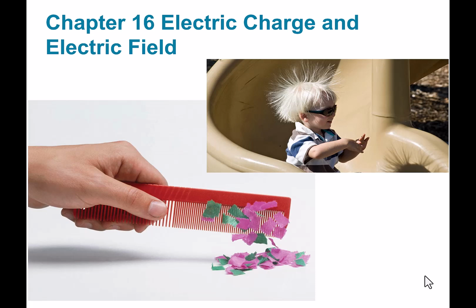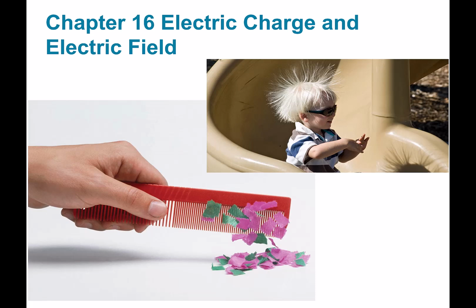Today we begin chapter 16, which is electric charge and electric field, a very interesting chapter. If you look at the figure here, this comb has acquired a static electric charge, either from passing through hair or being rubbed by a cloth or paper towel. The electrical charge on the comb induces a polarization in scraps of paper and thus attracts them.